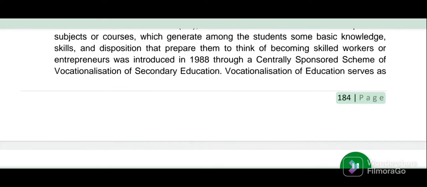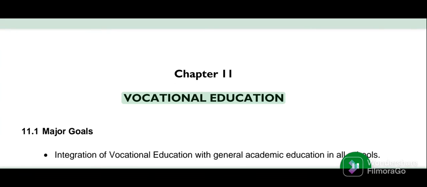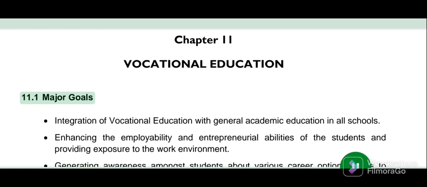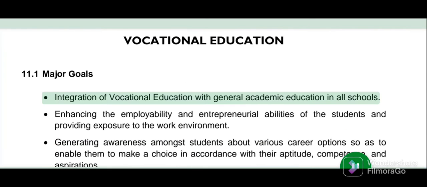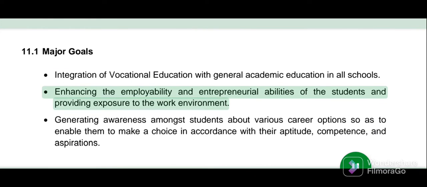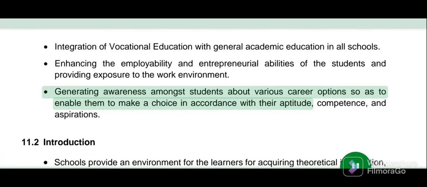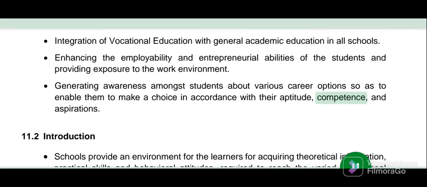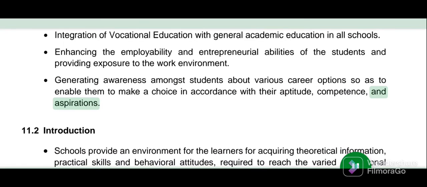Page 184. Chapter 11. Vocational Education. 11.1 Major Goals. Integration of vocational education with general academic education in all schools. Enhancing the employability and entrepreneurial abilities of the students and providing exposure to the work environment. Generating awareness amongst students about various career options so as to enable them to make a choice in accordance with their aptitude, competence and aspirations.